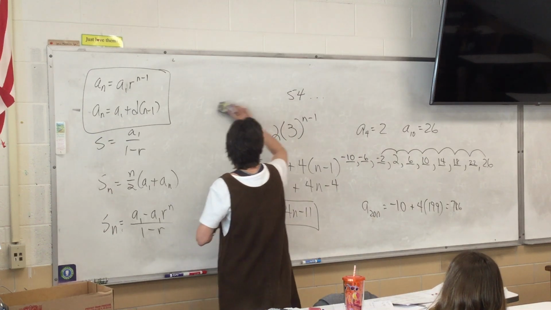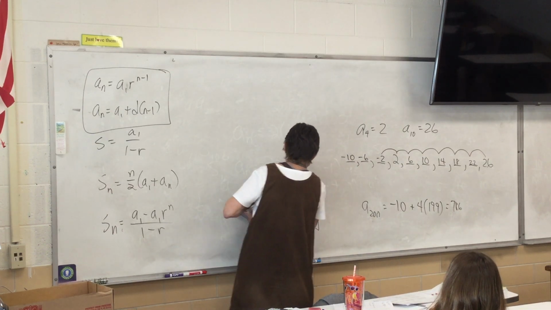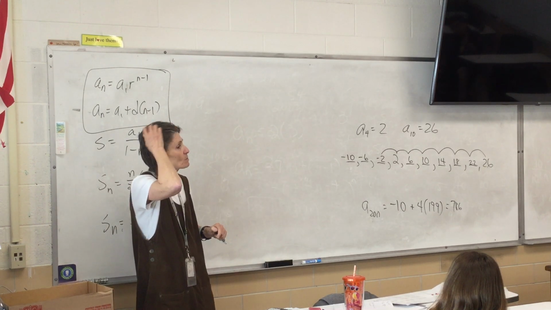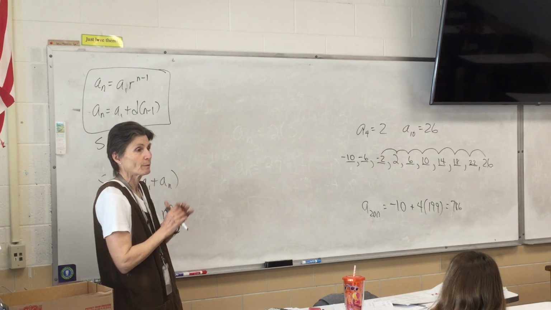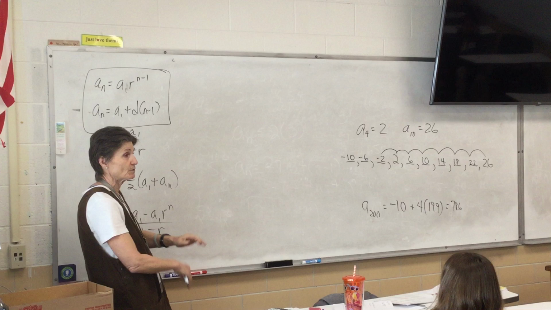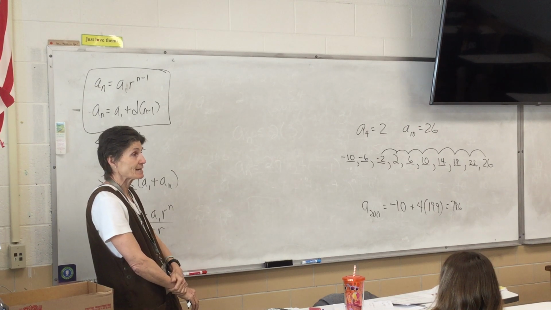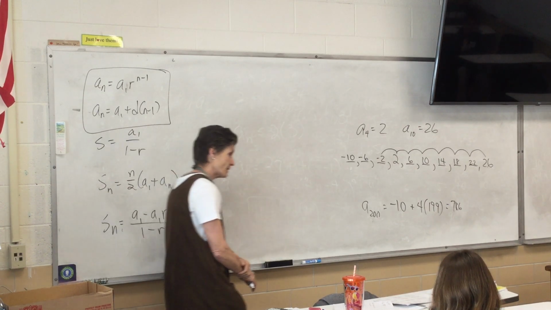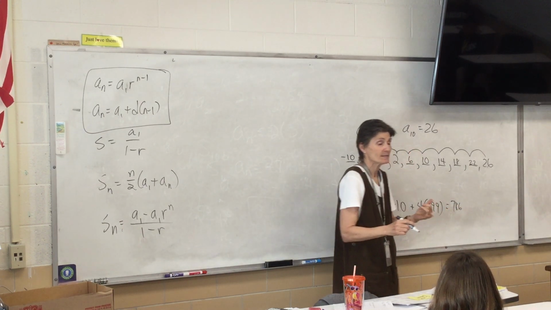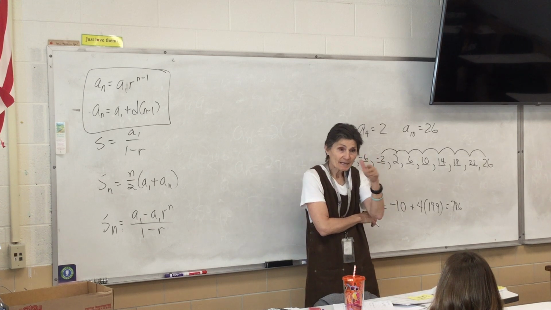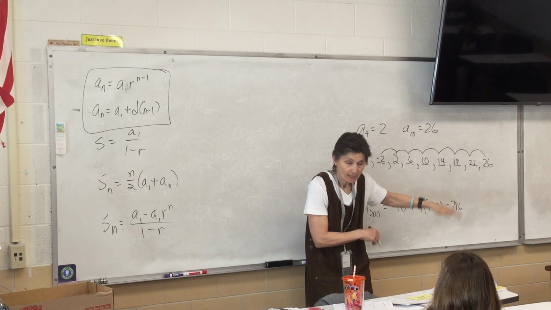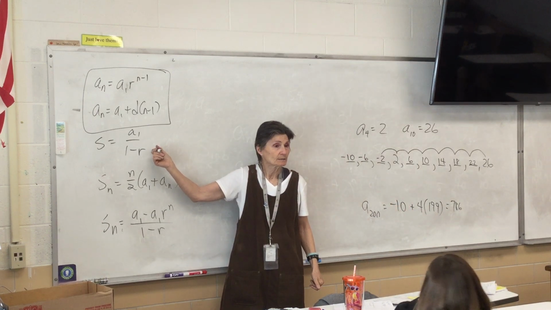0.72 repeating. We use formulas for all these problems. Which formula do I use for a repeating decimal? Which of these formulas, 1, 2, 3, 4, 5, do I use for a repeating decimal? 3. And that makes perfectly good sense because repeating decimals go on forever and ever and ever. That's infinitely. And this is my infinite formula.